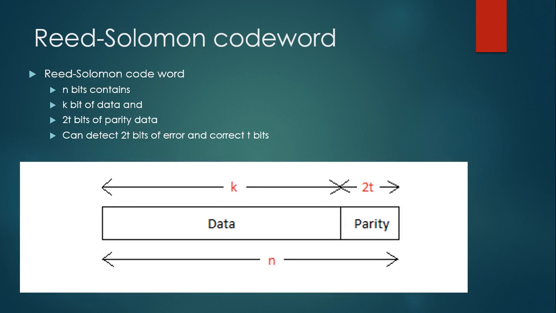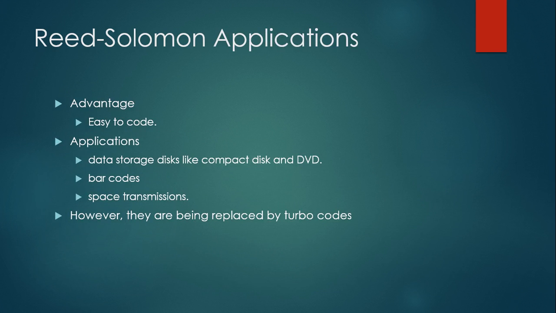The Reed-Solomon code word looks like this. So the total number of symbols is n, and k is the number of symbols in the data, and 2t is the total number of parity symbols. And Reed-Solomon can detect up to 2t errors, and it can correct up to t errors.